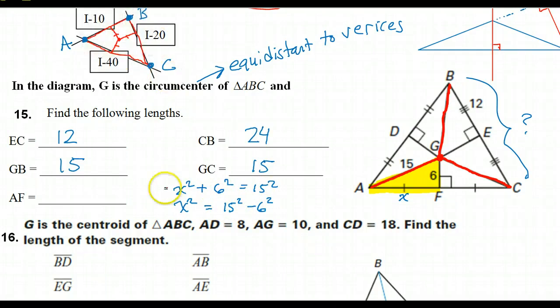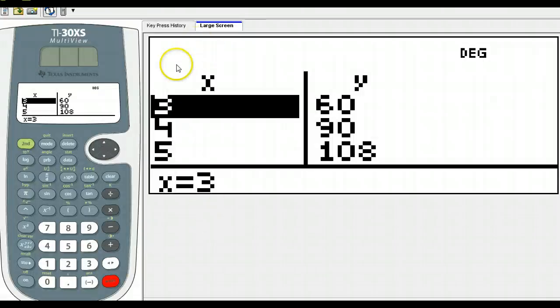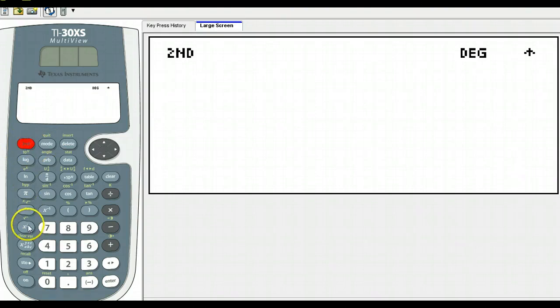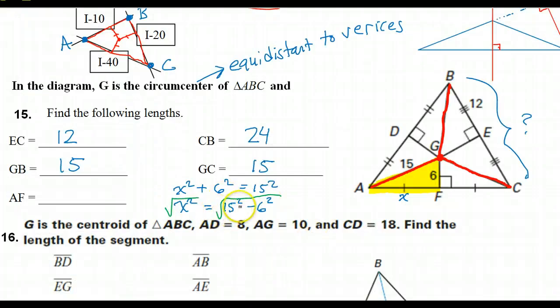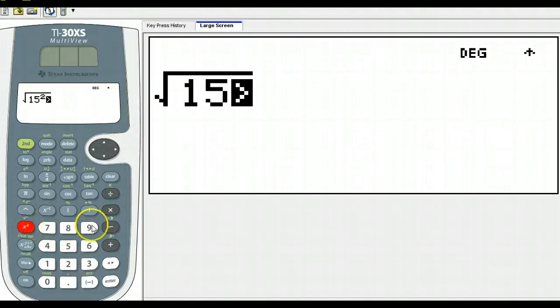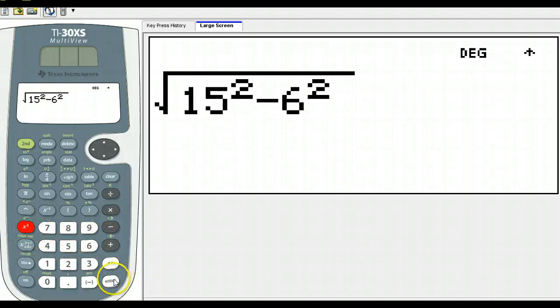Now I'm going to take the square root of both sides like this. I like to put this whole thing in my calculator at once: square root of 15 squared minus 6 squared. That's just how I roll. Of course, this is all about my TI-30XS MultiView. Now, after all that, I forgot what I was doing. 15 squared minus 6 squared is what I'm doing.